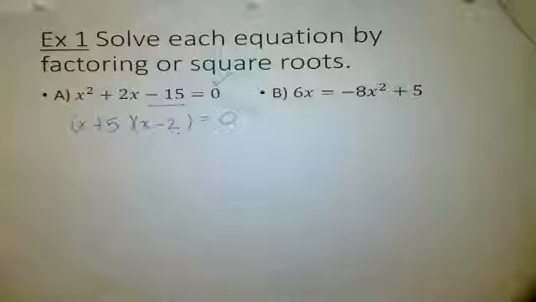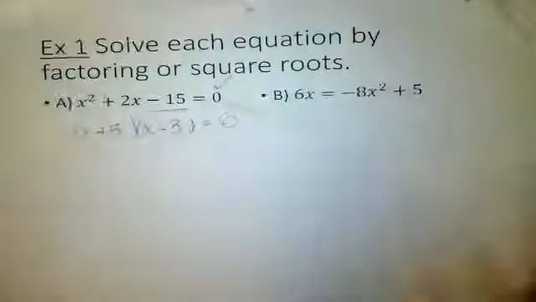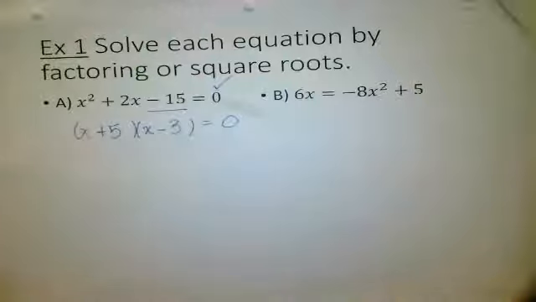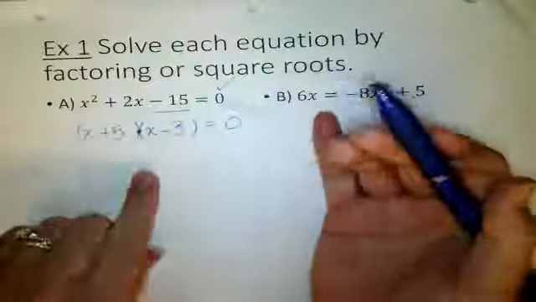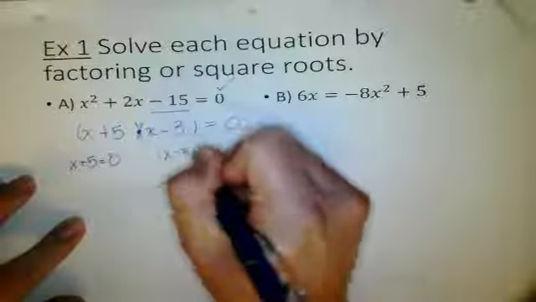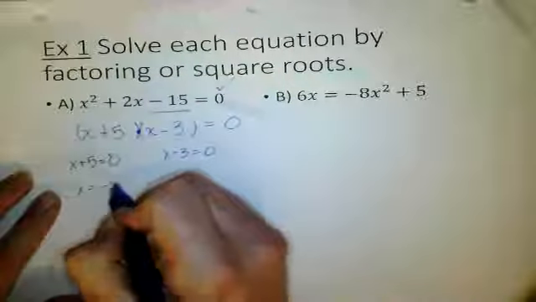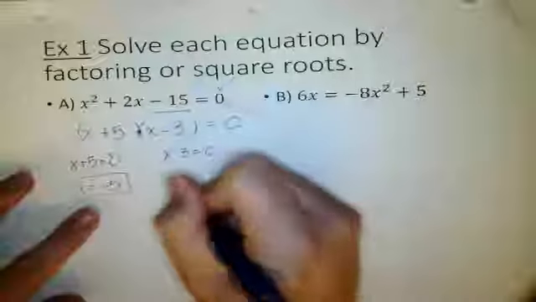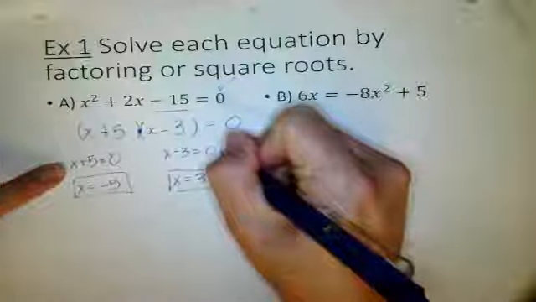Now we are in the zero product property situation. We have something times something else, two things multiplied together, set equal to 0. So we get to set each bubble equal to 0 and solve for x. So I'm going to get x equals negative 5 and x equals 3. Do you think you have to show this step? No.